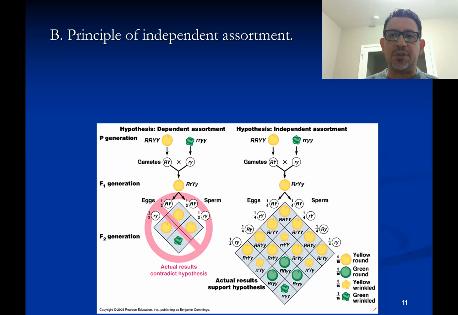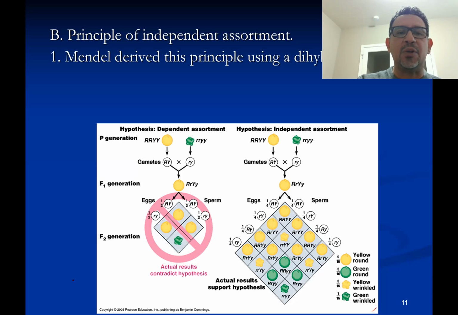In this example you see on the screen, you can see one of those classic experiments done by Gregor Mendel, where he wanted to figure out the outcome of a cross between a plant that produced yellow and round seeds, as you can see here in this example, and another plant that produced green and wrinkled seeds.